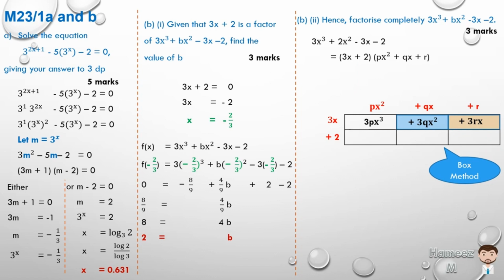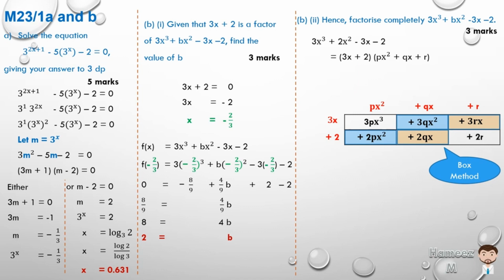And for the second row, plus 2 times px squared will give us plus 2px squared, which we have in blue. And the reason we have those in blue, those two will be the terms in x squared. And for the middle box below, it'll be 2 times qx, so it'll be plus 2qx. And we have those two in brown because those are the terms with x in it. And the last box, 2 times r, will give us plus 2r.